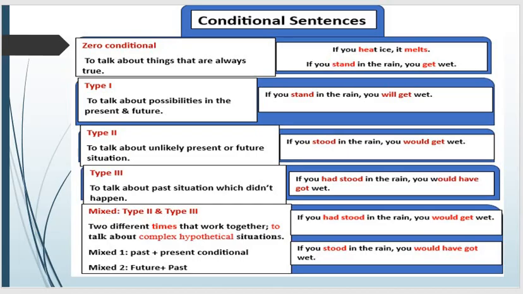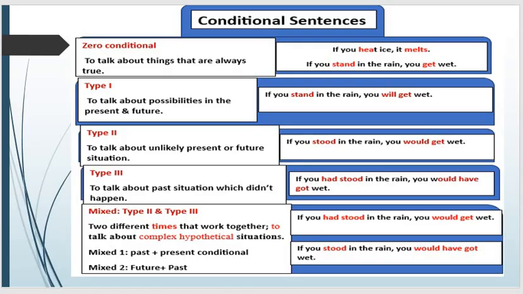Let's see type 2. When do we use type 2? To talk about unlikely present or future situations. Okay, this is unlikely or unreal. Let's see. If you stood in the rain, you would get wet. Here is the structure. Type 3. When do we use type 3? To talk about past situations which didn't happen. The same example with a different structure of type 3. If you had stood in the rain, you would have got wet.